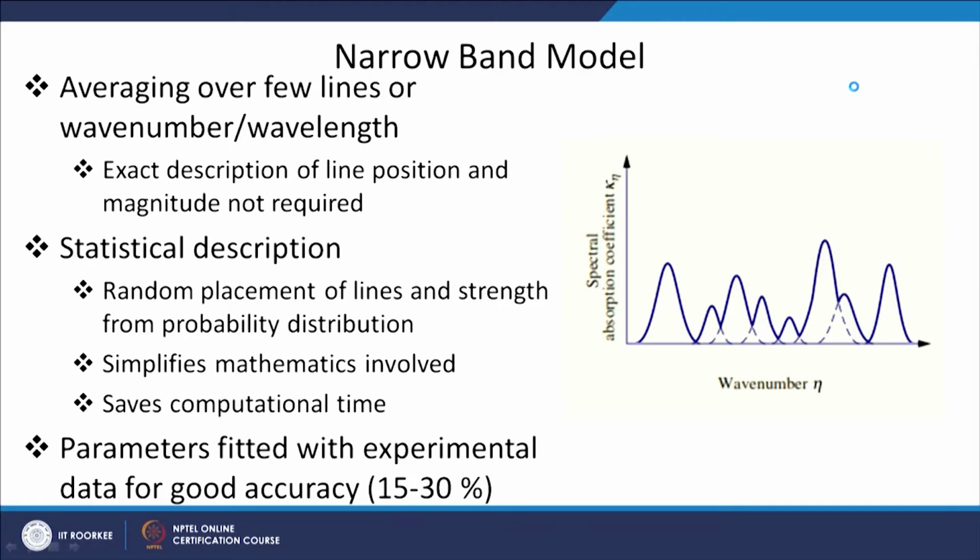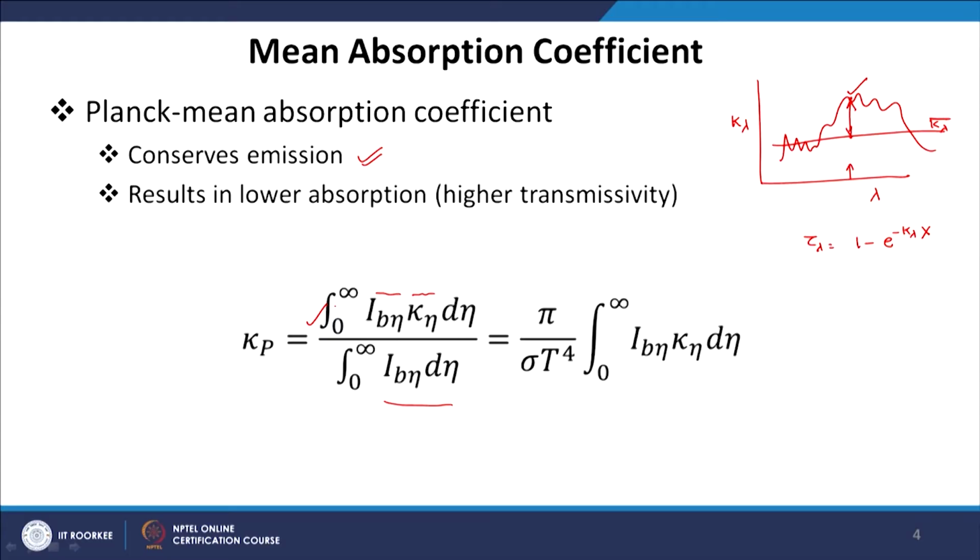The first simplification towards an accurate method, and we are talking about accuracy of 15 to 30% here, not accuracy of 100% or 90%. So, this narrowband model that we are going to talk about will have accuracy of the order of 15 to 30%. In the narrowband model we take a few lines, a few wave numbers, and we take an average over that spectral range. Unlike the gray method where we took the average over the entire spectrum from 0 to infinity, we are now going to take the average only over a small range.